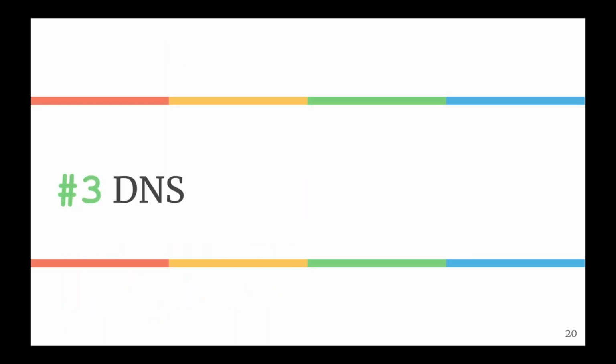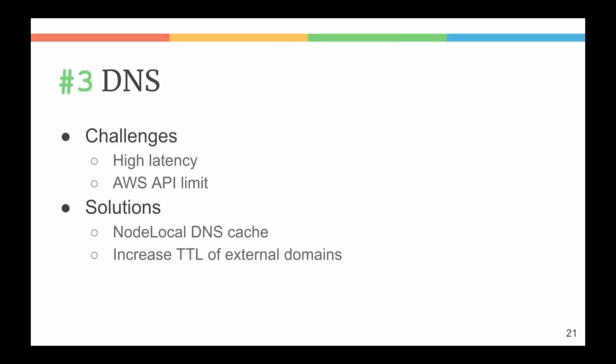Okay, the next one is about the DNS. About DNS, we had two challenges. The first one is that sometimes there's very high latency, I remember about 200 or 300 milliseconds. Another one is also an AWS API limit, which is the AWS DNS API limit. So we took two solutions here.